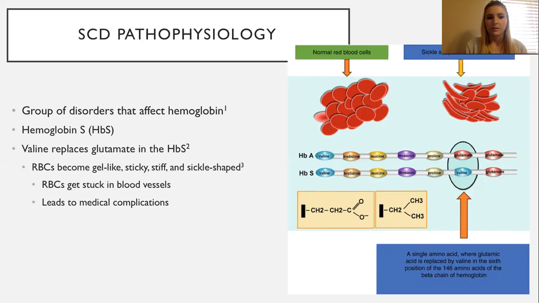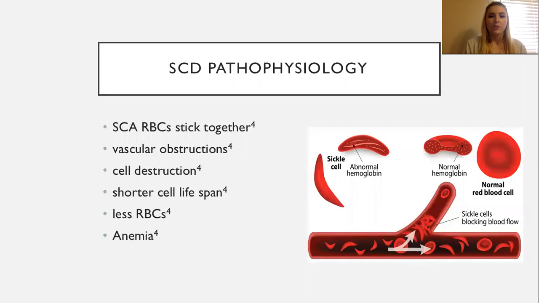This causes the red blood cells to become more gel-like, sticky, stiff, and sickle-shaped, as you can see in this picture. So this causes the red blood cells to get more prone to getting stuck together and causing blood clots, and this leads to a lot of the cells actually being destroyed. So sickle cells live for only about 10 to 20 days, whereas normal red blood cells can live up to 120 days. So they have a shorter cell lifespan, which leads to an overall lower population of red blood cells in the blood vessels, and that's going to lead to the anemia.